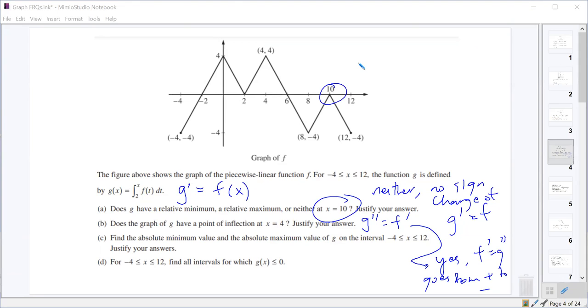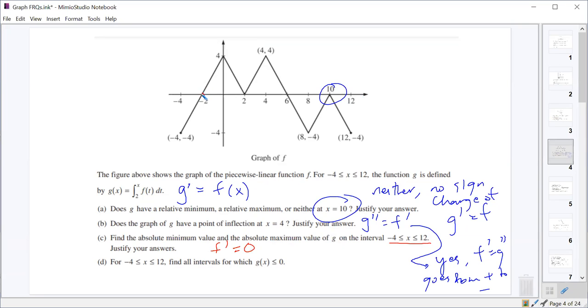All right, part C. We want to find the absolute minimum and the absolute maximum value of g on the interval from -4 to 12. And then we're going to justify our answers. So if we're looking for the absolute min and the absolute max on a closed interval, that means that we definitely have to test -4 and 12. And from -4 to 12, we also have to look for all of the critical values of g.